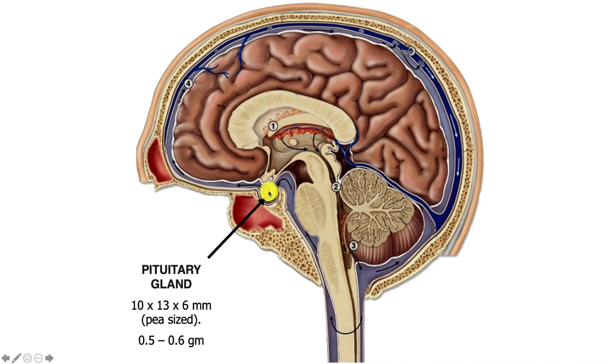It is a small reddish brown colored gland. Pituitary gland is hanging from the ventral side of the brain, which is going to be called the hypothalamus, via this stalk, which is going to be called the hypophyseal stalk, also called the infundibulum. So we had seen this.